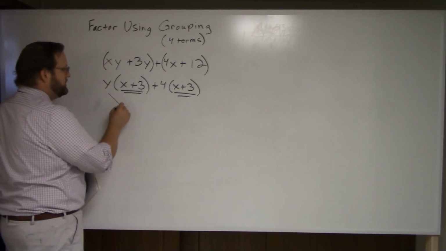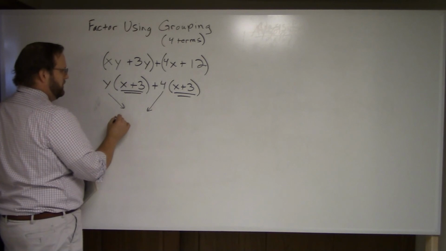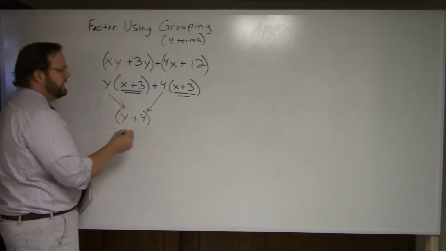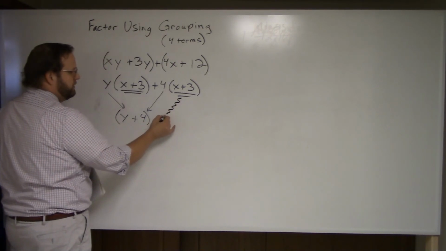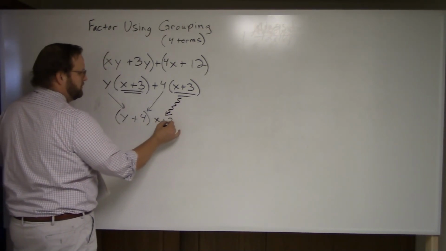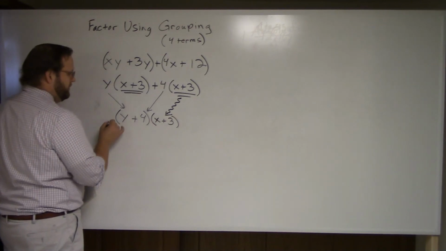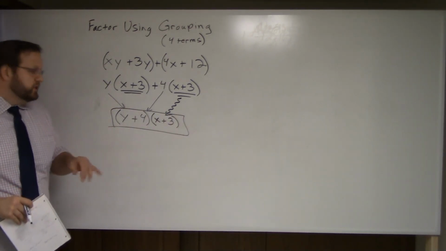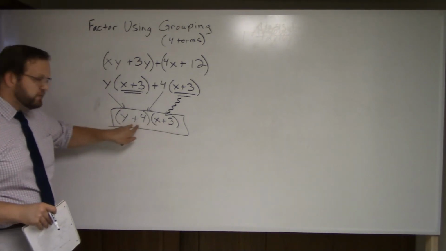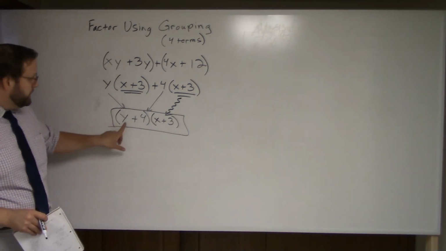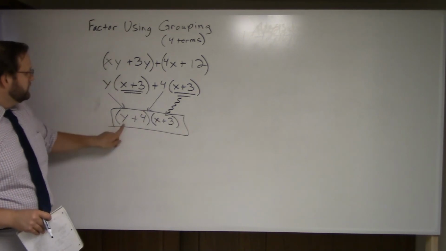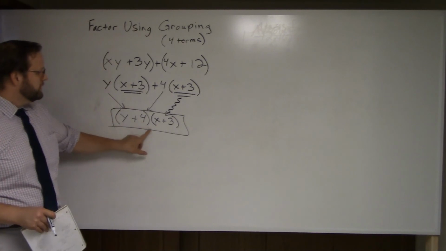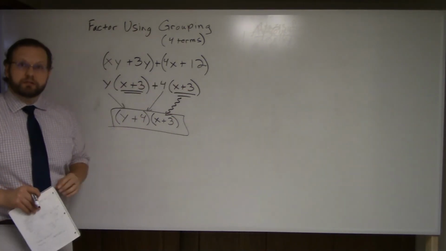I take these GCFs and I create a binomial. And then I take one of these down, and this is my factored form. Done. If you want to check, make sure there's no GCFs with either of these, and then I would FOIL it. I got xy, 3y, 4x, and 12. And everything's good.